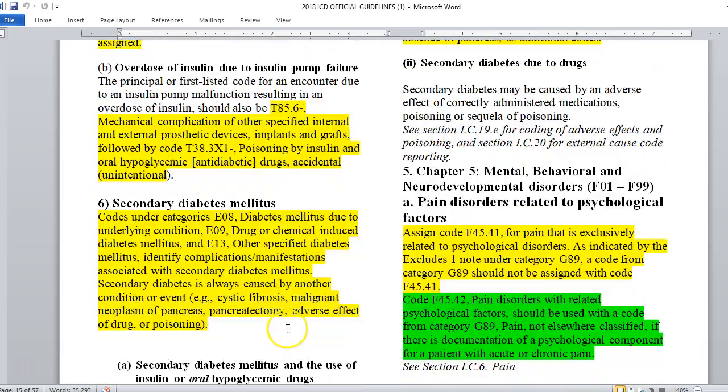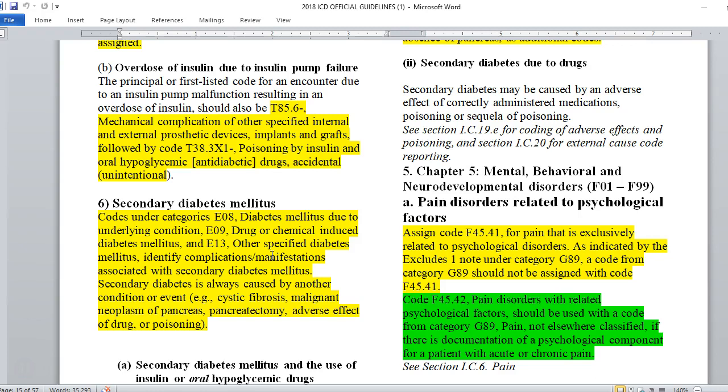Now we also have the overdoses. So the principal or first listed code for an encounter due to an insulin pump malfunction resulting in an overdose of insulin should also be T85.6, mechanical complication of other specified internal and external prosthetic grafts, implants, and devices, followed by code T38.3X1, poisoning by insulin and oral hypoglycemic drugs, accidental.